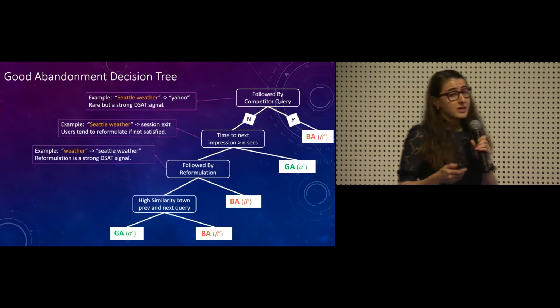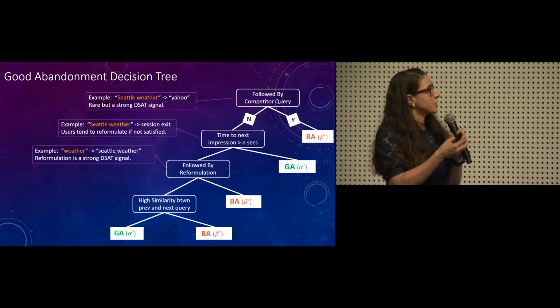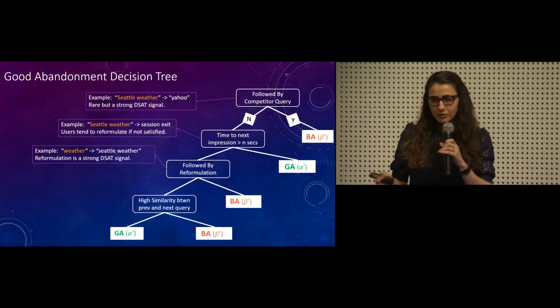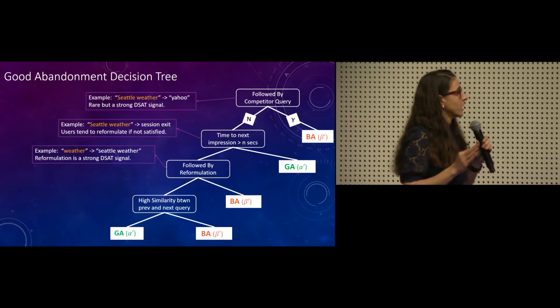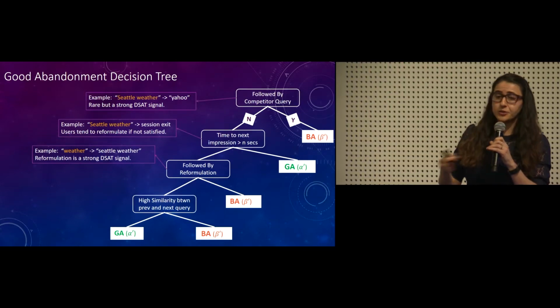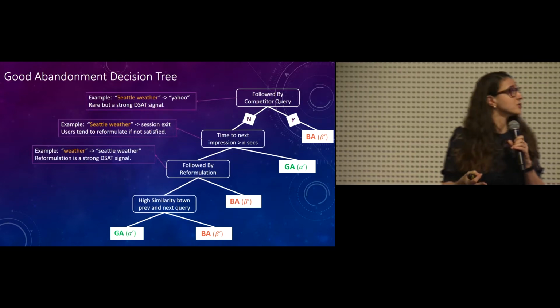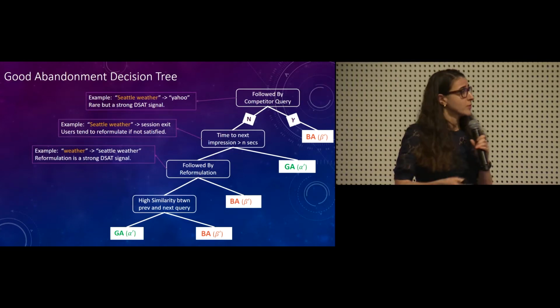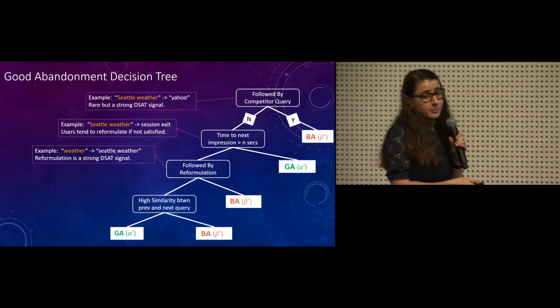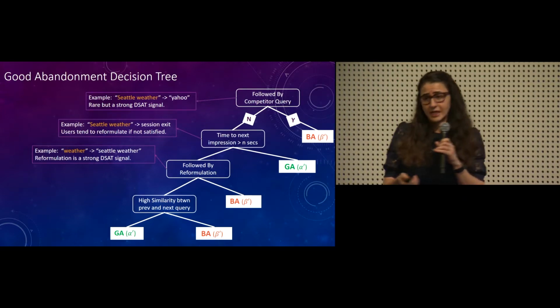Next, we check whether it's followed by a reformulation. An example is weather and then Seattle weather. Maybe we didn't detect the location properly. And reformulation, also from the literature and from our domain knowledge, is a very strong DSAT signal. So we label that as bad abandonment, and we give it a negative weight.